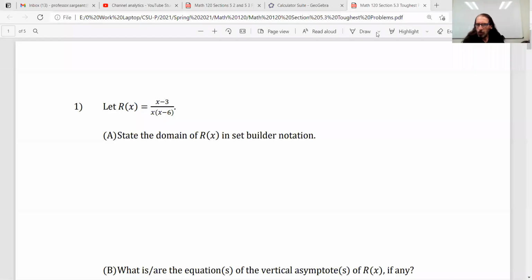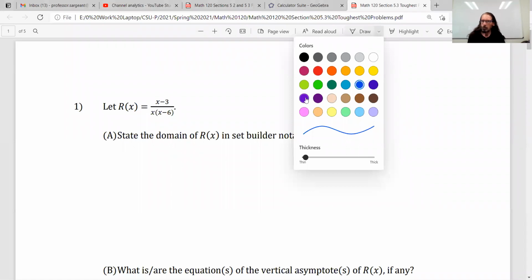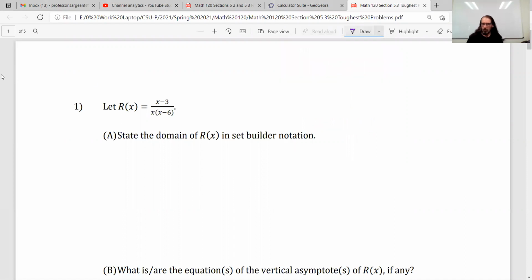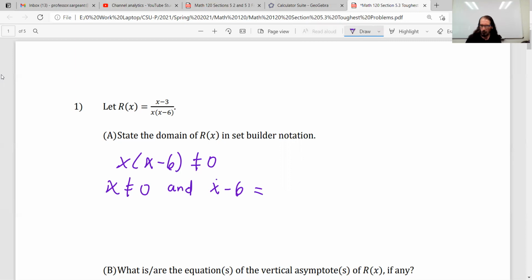We are lucky in this first one that the numerator is only linear, and furthermore that the denominator is already factored. We can't divide by 0, so the product x times the quantity x minus 6 cannot equal 0, meaning neither x will be 0 nor x minus 6 will be 0. By adding 6 to both sides on that second one, x is not 0 and x is not 6.